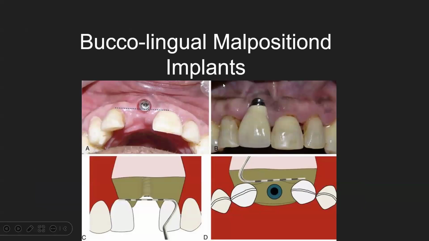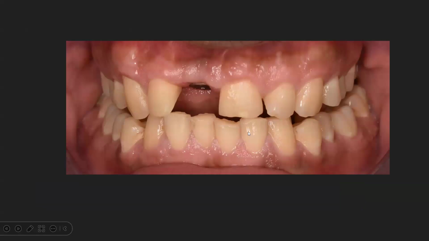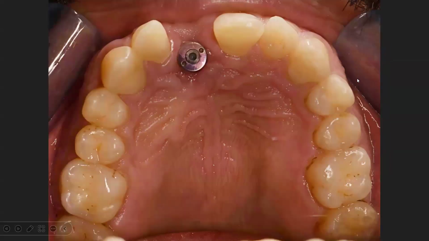Buccolingual malpositioned implants. We won't also speak about the buccal position implant because the treatment of buccal position implant requires perioplastic management, and they are mostly to be removed, not to be restored. Let's take an example of a palatally malpositioned implant. You can see here the case. This is my case. The implant looks fine from this view, but from the occlusal view, you can see how palatally it is.